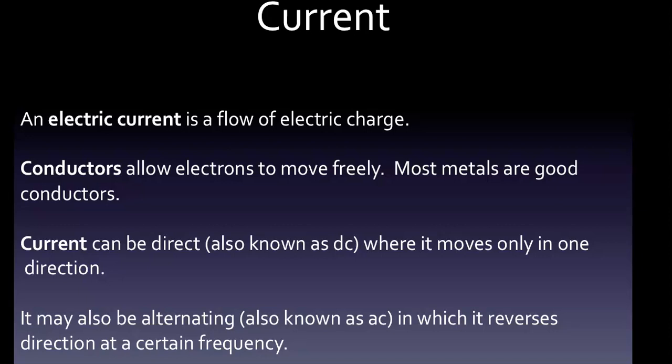Current can be direct, which is usually known as DC, for direct current, where it moves only in one direction. It can also be alternating, which is usually referred to as AC, alternating current, in which it reverses direction at a certain frequency. You don't need to know a lot more than that, but we want to be familiar with direct and alternating current and be able to say what it is in one sentence.